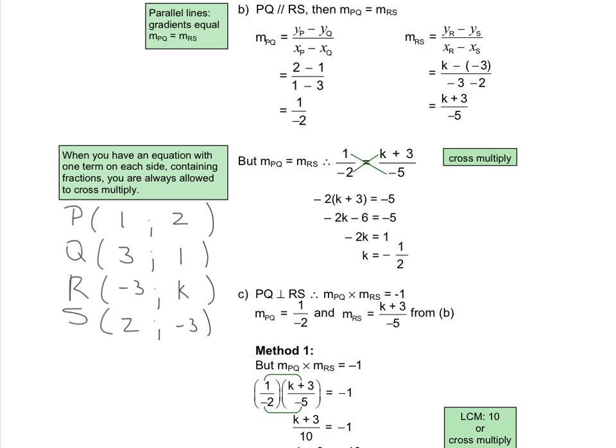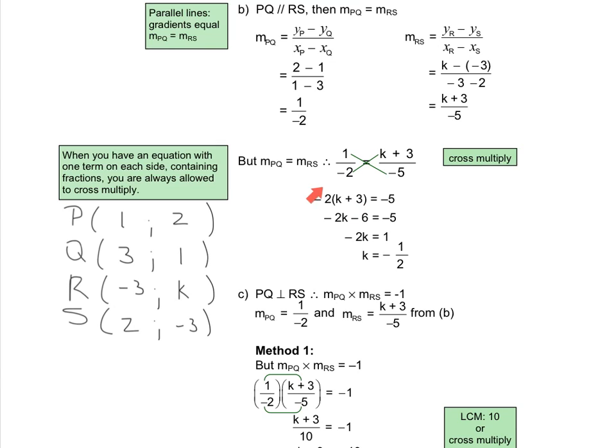Then the gradient of RS, I take the difference in the y values, k minus minus 3, which becomes a plus 3, over the difference in x values, minus 3 minus 2, which is minus 5. Now since we know for parallel lines the gradients are equal, we set the two gradients equal to one another. Since we have a fraction equal to a fraction, we may cross multiply, where 1 times minus 5 is minus 5, and minus 2 is then multiplied by the k plus 3 on the other side.